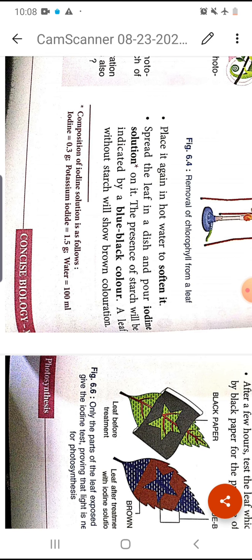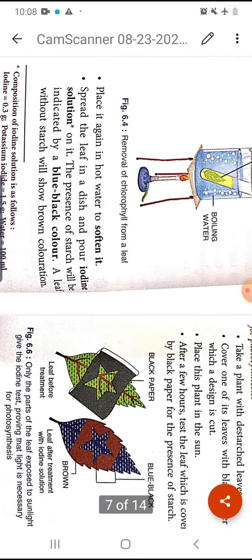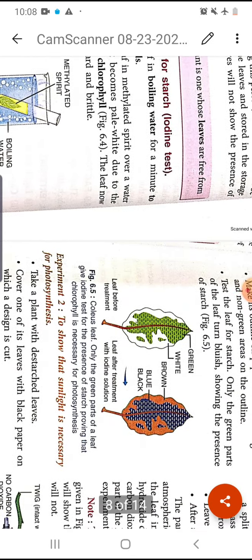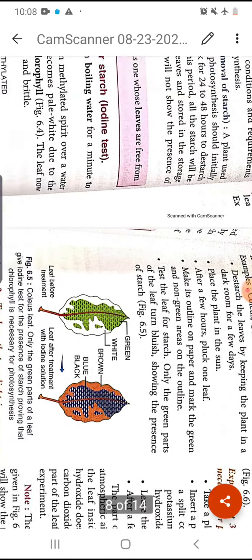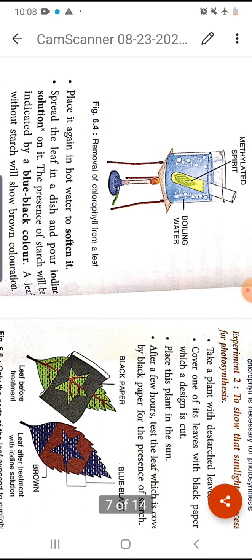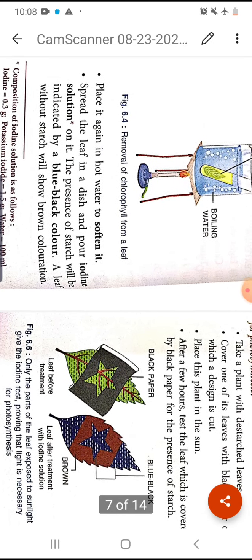But if starch is not present, then it will show a brown color. So in this experiment the leaf will show a brown color because no starch is present in the leaf.